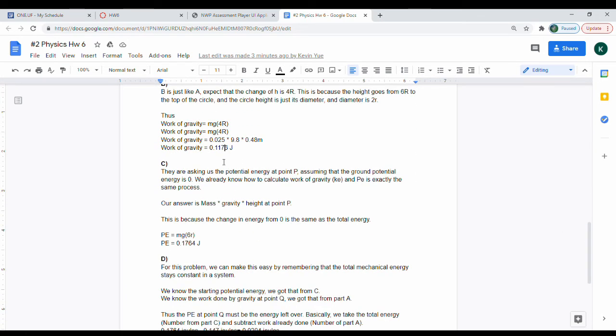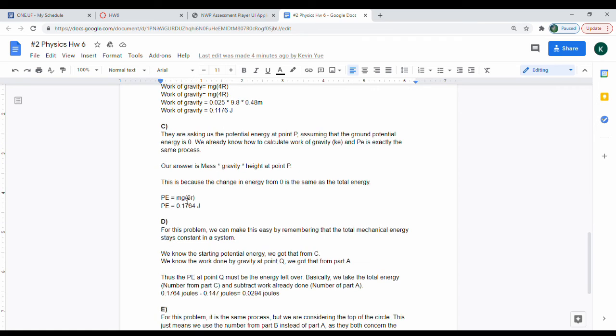So we have to use the same formula, mass times gravity times the height. But why? Well, this is because before we were calculating the change in energy. But the thing is, the change of energy from 0 is the same thing as the energy itself. The change from 0 to 5 is also 5. So we can use the exact same formula. So we use mass times gravity times the total height, which in my case is 6R. And that should give you a bigger number than A or B. Should be bigger than both.